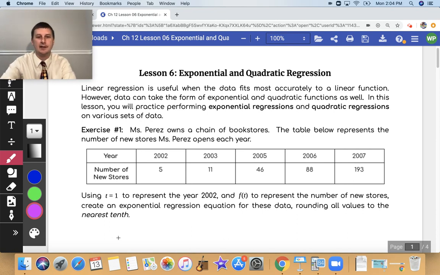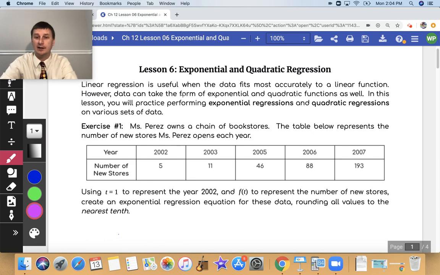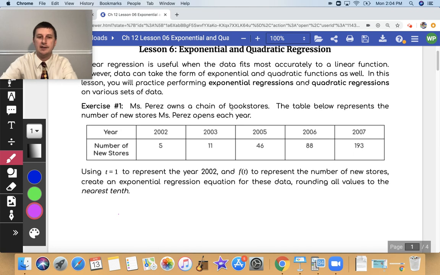So in Lesson 6, it says, linear regression is useful when the data fits most accurately to a linear function. However, data can take the form of exponential and quadratic functions as well. In this lesson, you will practice performing exponential regressions and quadratic regressions on various sets of data.